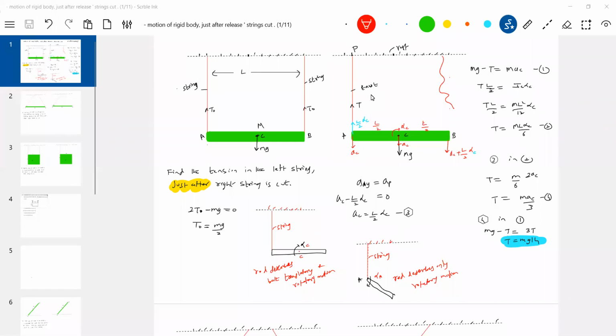Then if you do one thing, let the rod rotate about point A and solve the problem, you'll get the same answer. There is no problem with the answer. But the problem is the string will become extensible. That is not possible, no?